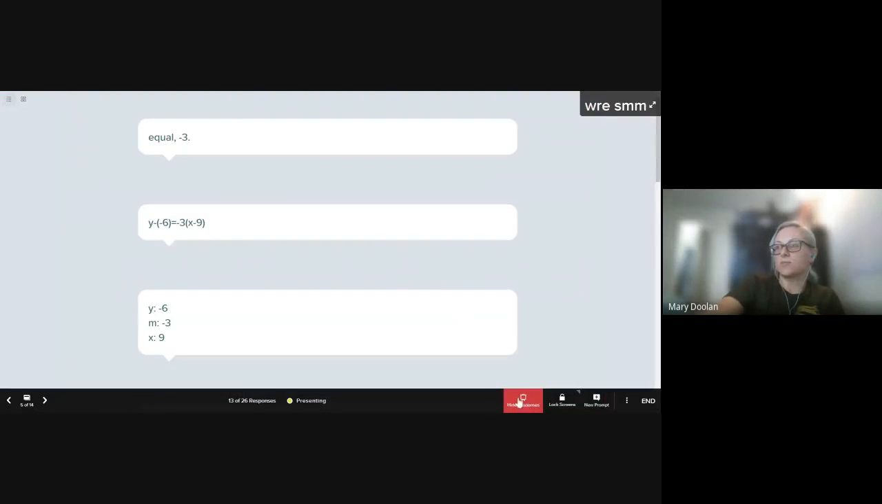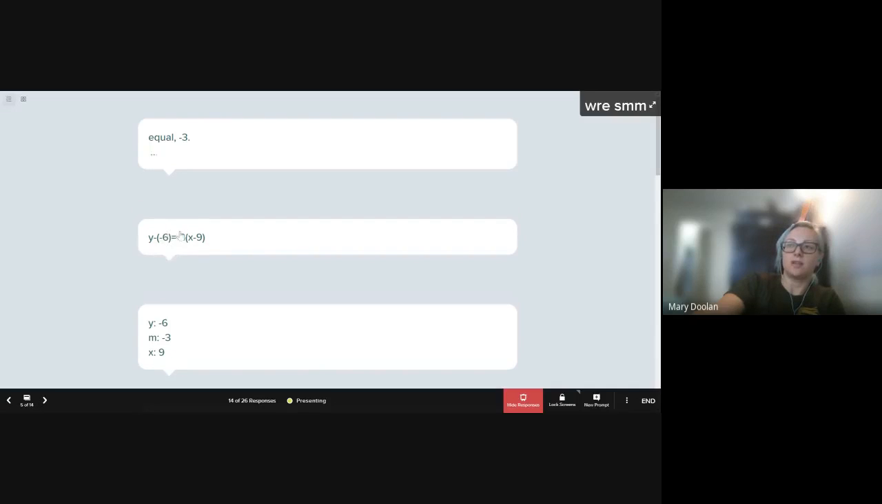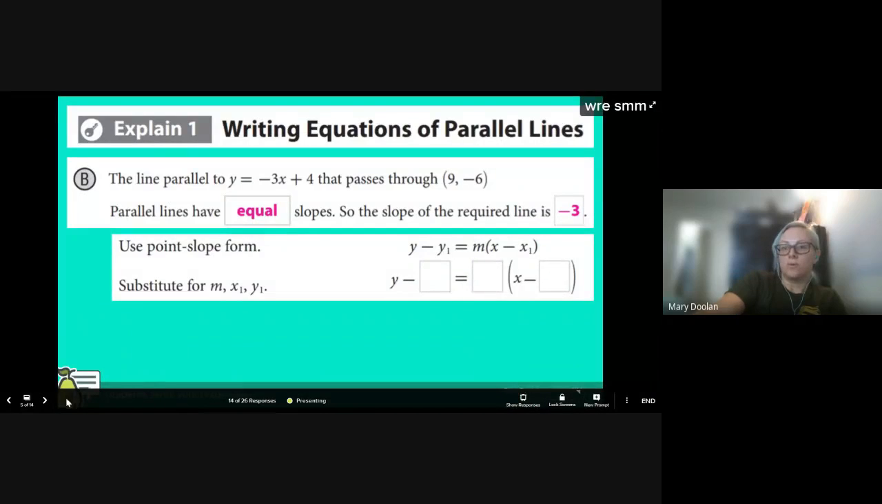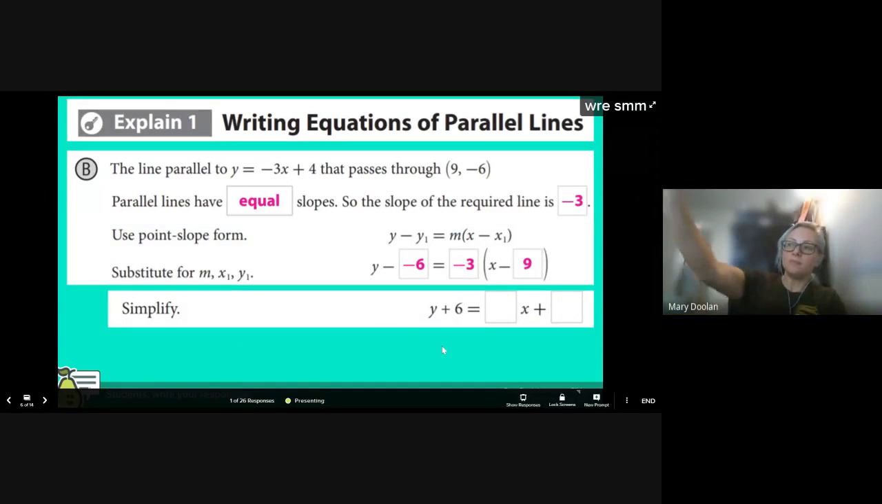Okay, I'm going to show some responses. This is pretty organized. Y is -6, m is -3, and x is 9. That's true. That's right. That's the order we're going to put them in. This person wrote it out entirely, which is pretty nice as well. -6, -3, and 9. And they even have all their subtraction signs correct. Okay, so you don't have to worry about changing your answer right now, but I'm going to show you. -6, -3, 9, just like that.